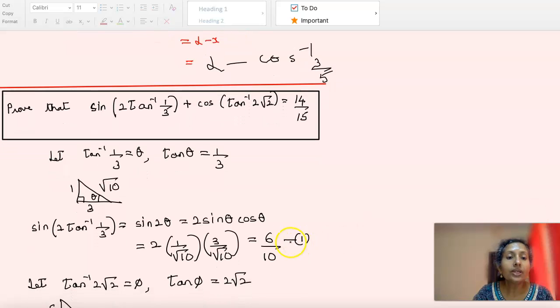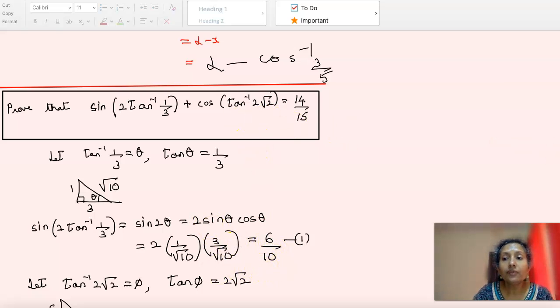So sine 2 tan inverse 1 by 3 becomes sine 2 theta, which is 2 sine theta cos theta. Sine 2 theta ka formula kya hai? 2 sine theta cos theta. That is 2 times sine theta, which is 1 by root 10, times cos theta, which is 3 by root 10. So this is 6 by 10.